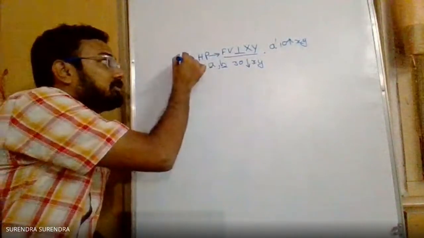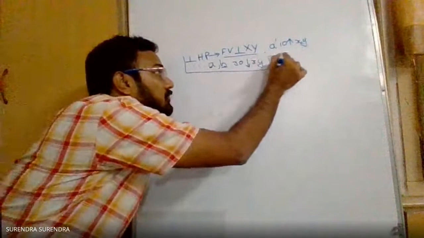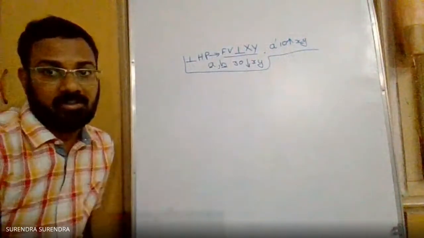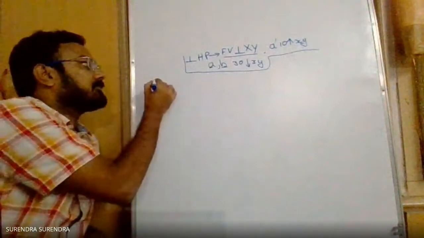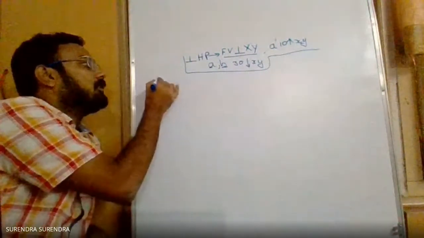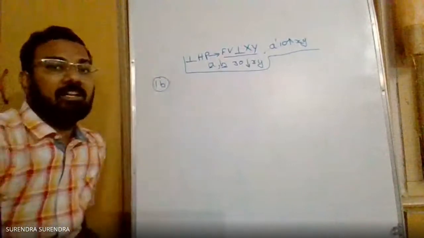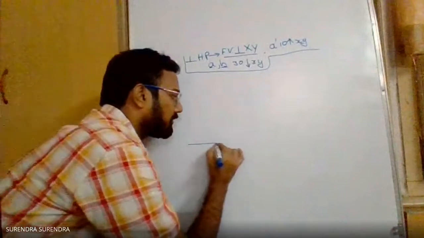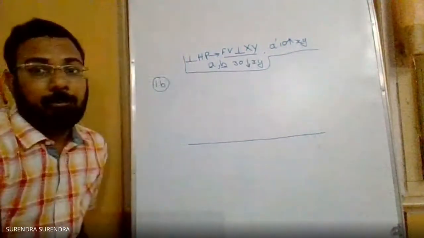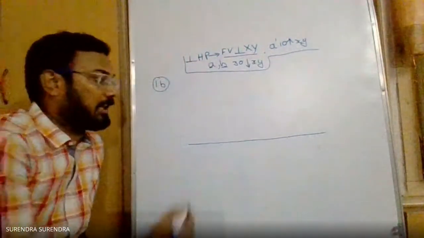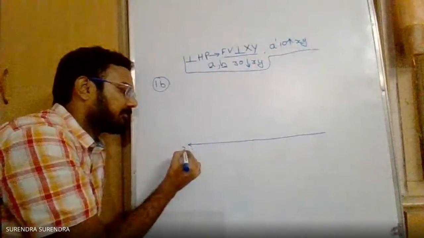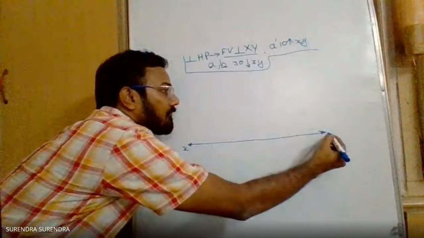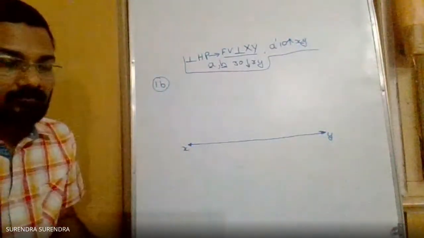You need not represent these short forms on the drawing sheet. Only represent the figure that I am drawing, as it is. On the right hand side corner, in a circle, write the number of the problem. So let us represent all these B1, B2, B3 on the same XY line. X, Y. B1.